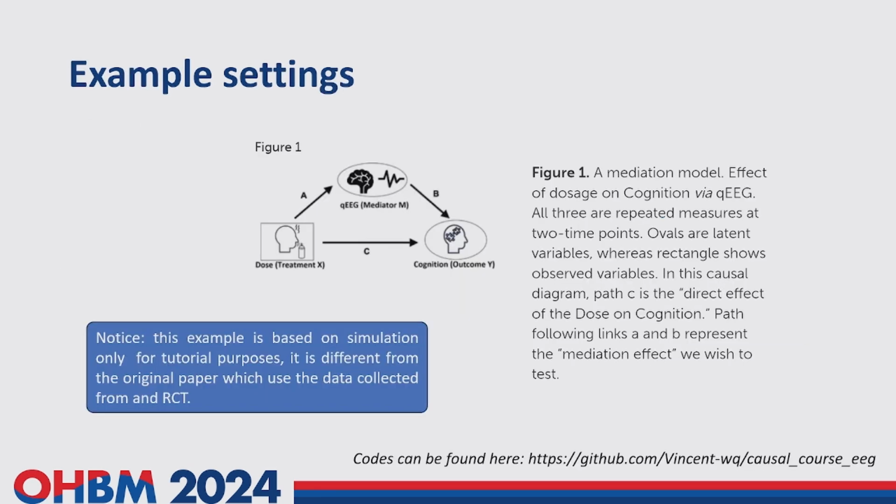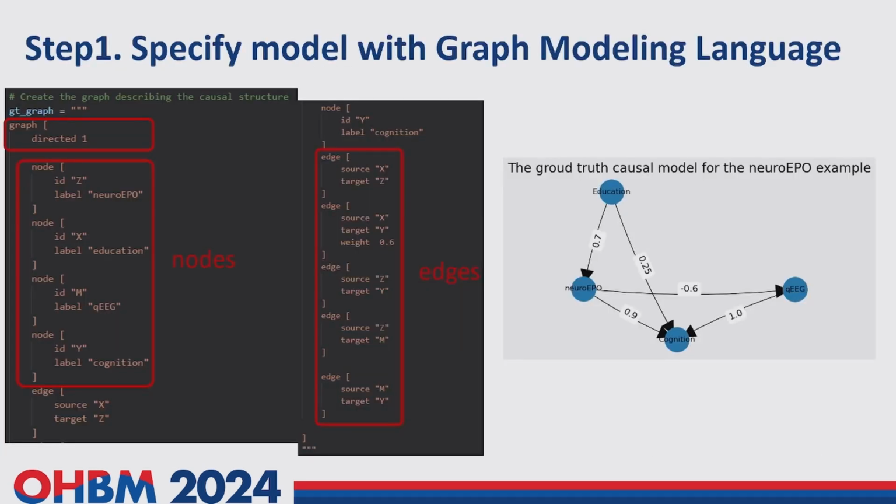We're fine. So I can take the example of neural EPO, but in a parallel world, which means I'm doing a simulation of this causal graph, and then show you how we do the causal inference. You can find the code for this example in the notebooks in my GitHub repo. And here is how we describe a graph in Python. It's called graph modeling language. This is a very standard description of a graph.